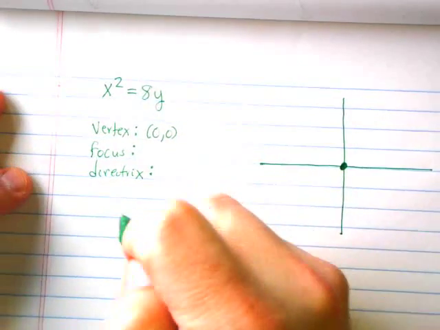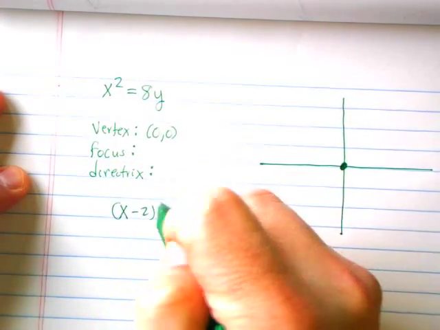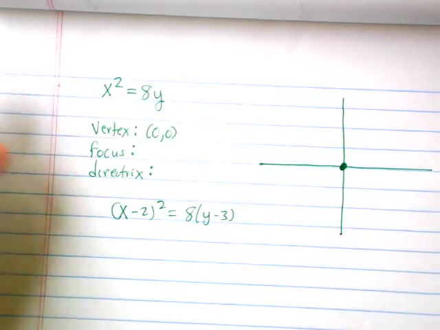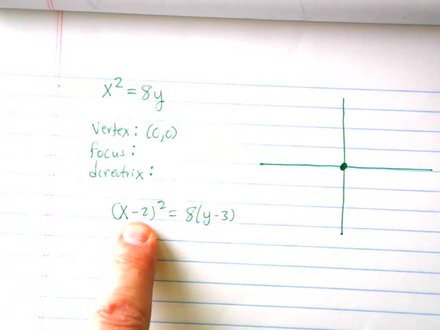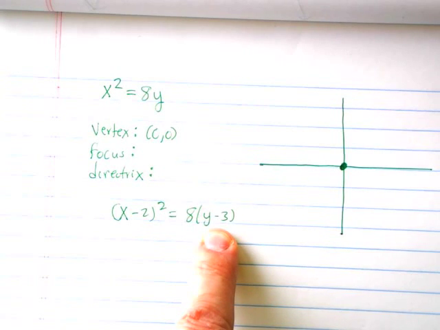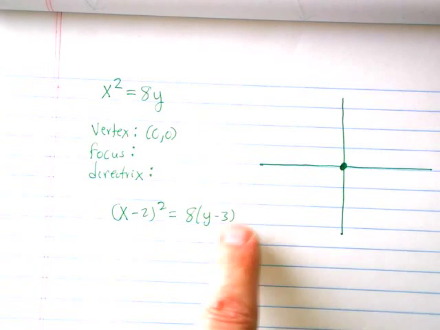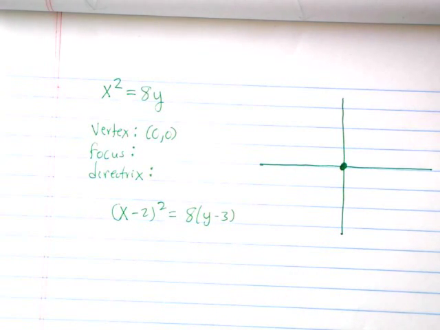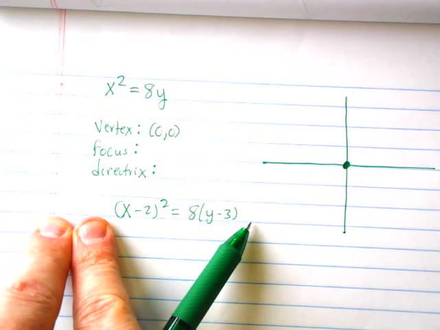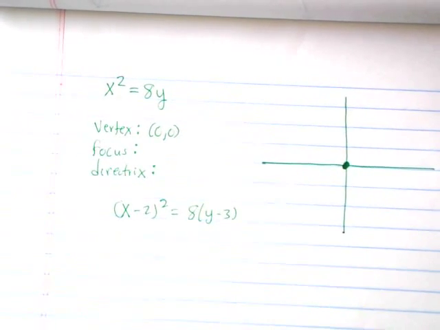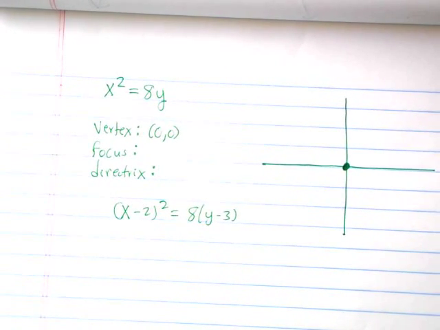If I had something like x minus 2 squared equals 8 times y minus 3, then this would tell me shift 2 to the right and shift 3 up. Because when we did up and down before, we had everything on the same side. So now we're putting things on opposite sides, so everything's going to go the opposite of what you might think.